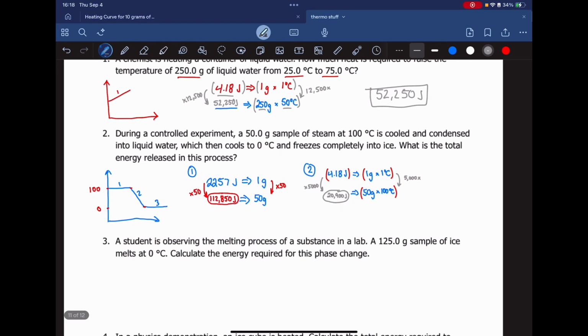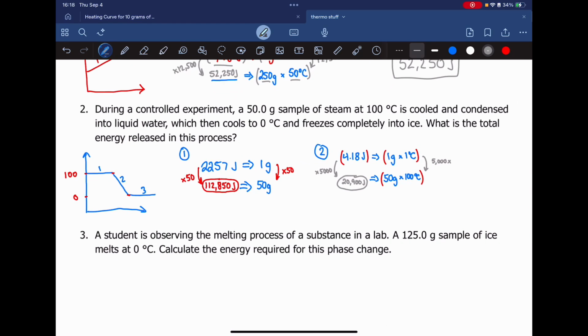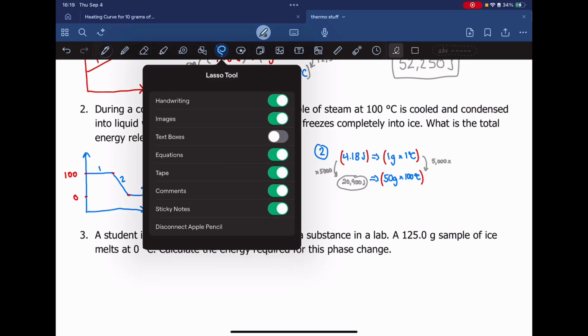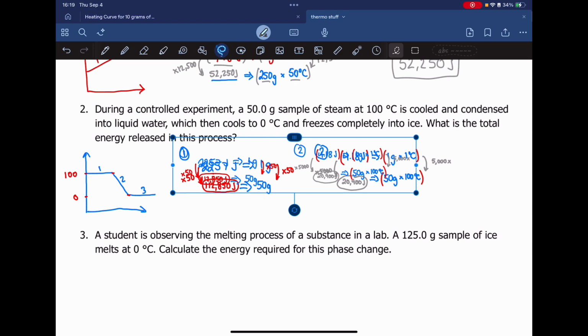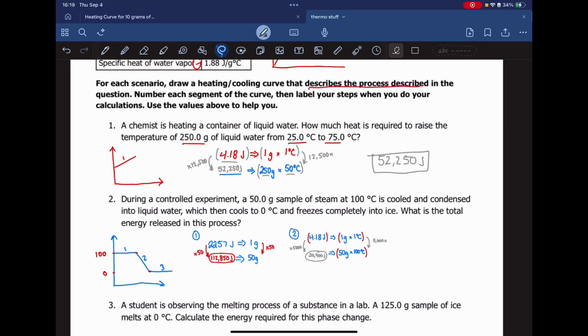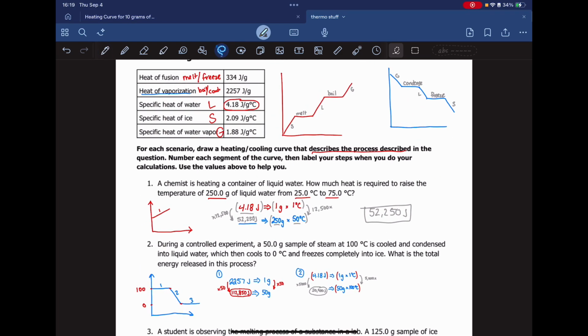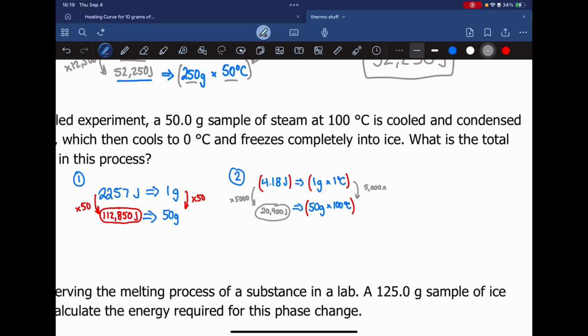Next, we have step number 3, and you can see we are at a temperature plateau, so that means we are going to have to use one of our phase change heats. Since we are freezing, we'll use the heat of fusion, which is 334 joules per gram. So here we go. Here's step number 3.